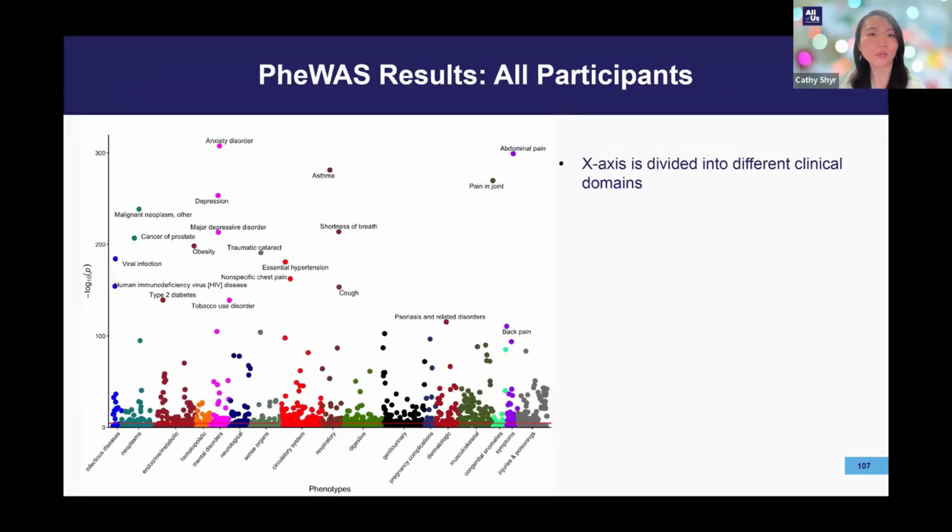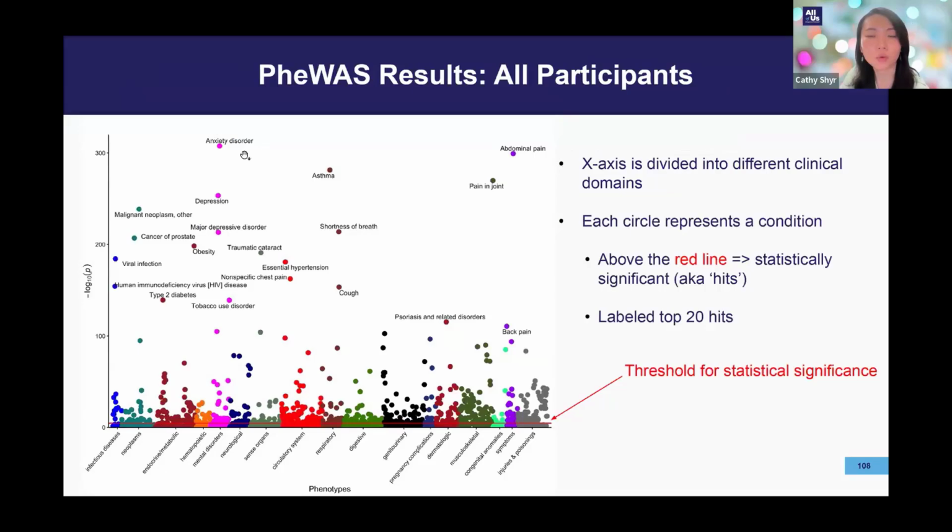On this slide, we have the PheWAS results looking across the entire All of Us participant cohort. The x-axis is divided into different clinical domains, and they're colored differently as well. Each circle or each data point on this plot represents a different condition, and any data point that lies above the red line is statistically significant, also known as hits. For legibility, we label the top 20 conditions here on the PheWAS.